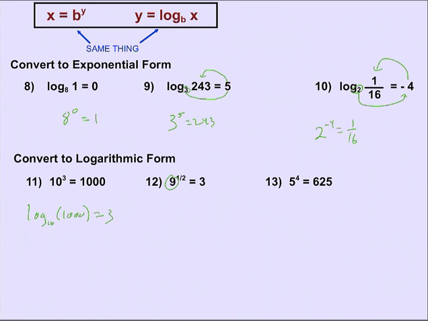If 9 to the 1/2 is equal to 3, I can make a swing around. Log base 9 of 3 is equal to 1/2. Log base 5 of 625 is equal to 4. And while I don't think this is the most important skill we have when we talk about logs, sometimes it does help you to understand what's going on in a problem if you can switch back and forth between logs and exponentials.